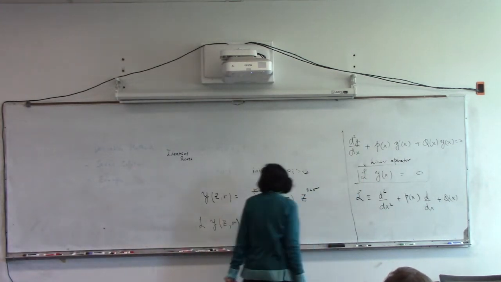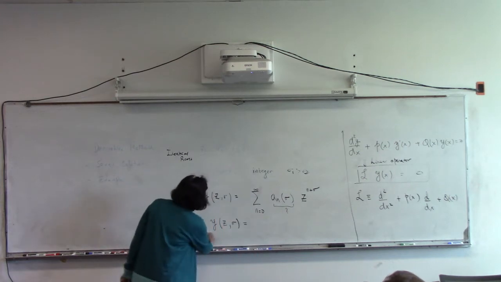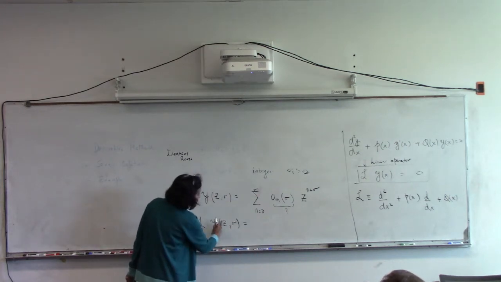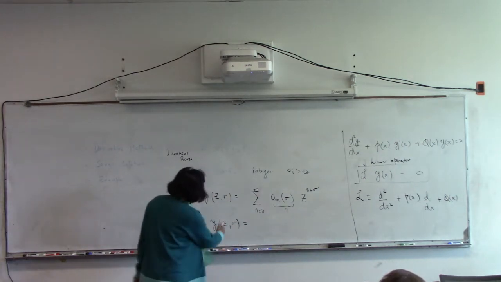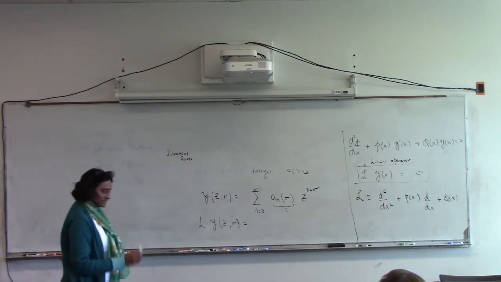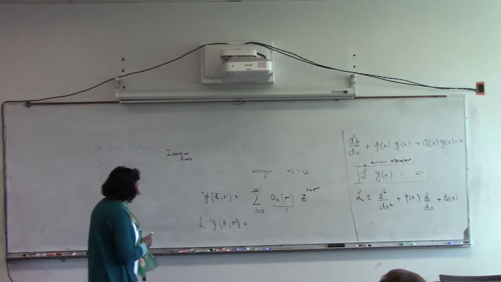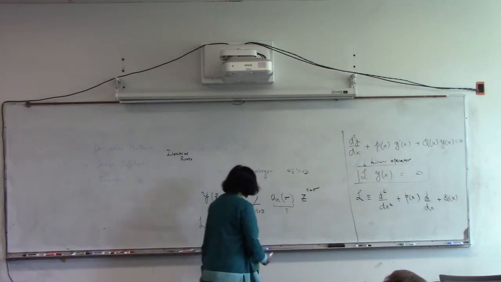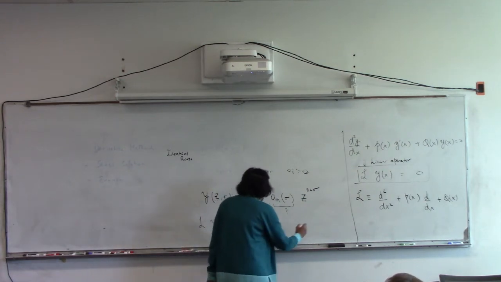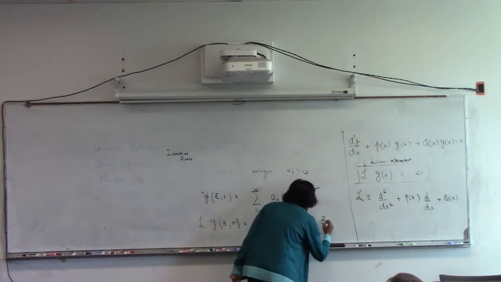When I say this, this is what it is, except now I'm making y a function of both z and sigma at this point. Sigma will lead to your initial roots. So can I write this as this?